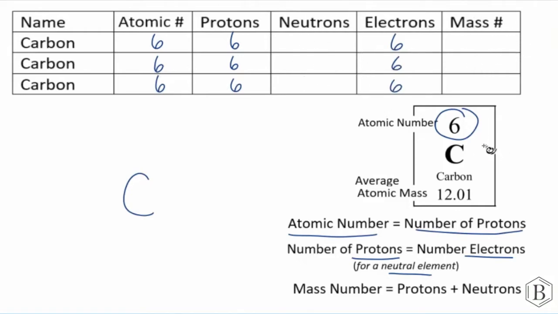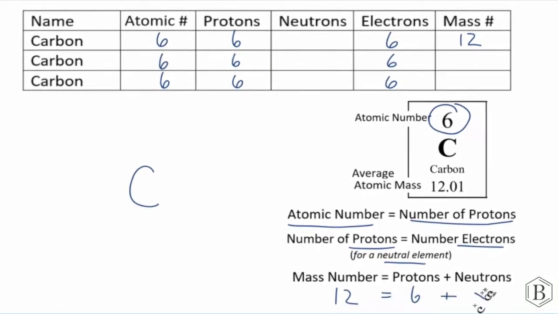If you had a sample of carbon, a block of carbon, most of it would have a mass number of 12. And we can see that from the periodic table. This is an average of all the isotopes based on their abundance. So most of them have a mass number of 12. That means if they have a mass number of 12, we know they have 6 protons.